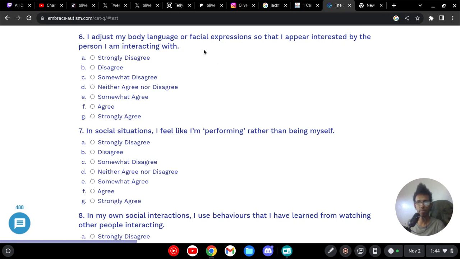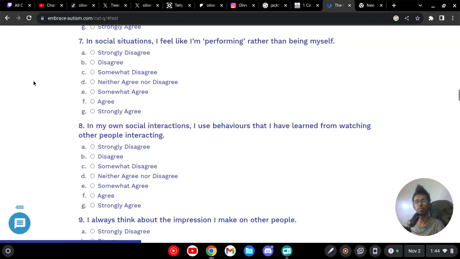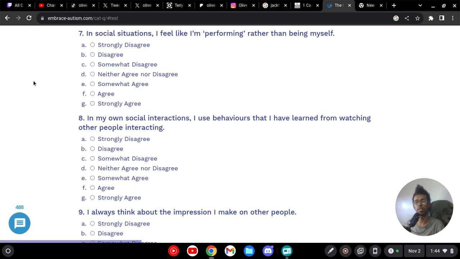I adjust my body language or facial expressions so that I appear interested by the person I am interacting with. Yeah, yeah, yeah, I do that. Like, I literally pretend I don't know anything about anime just to hang out with normal people. You know, people talking about One Piece and Demon Slayer. I'm like, oh, that seems nice. I've never heard of those shows before, right? That's how I am in the real world. I even pretend not to play video games sometimes.